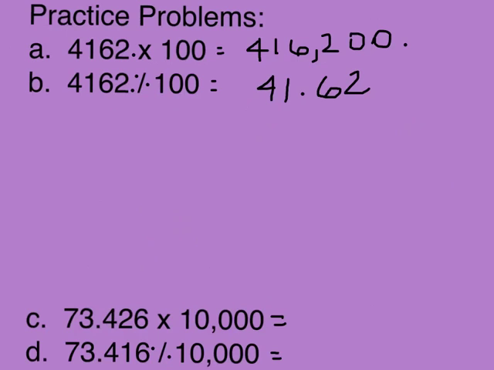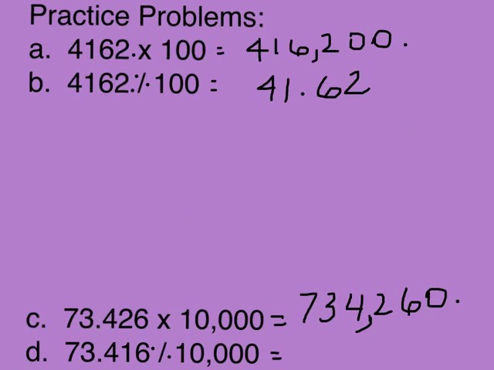Alright, come on down here to C and D. In C, we're going to multiply by 10,000. There are 4 zeros in 10,000, so we're going to move our decimal point 4 places to the right. And I only have 2 there, so I'm going to have to add a 0. And I'll put my decimal point there. And there I have my finished number. Wasn't that easy? I just love doing this.